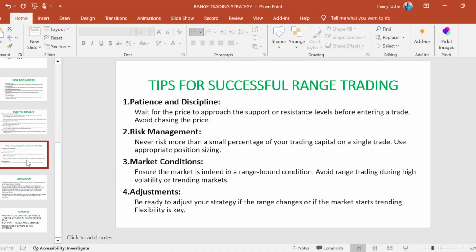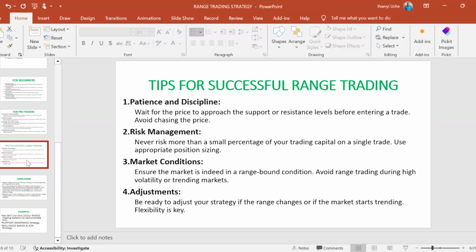Risk management: never risk more than a small percentage of your trading capital on a single trade. There's a need to always use the appropriate position size. For example, if you have $100, use 0.1, depending on what strategy though. If you use 0.1 and want to get 10 pips, that's 10 cents a pip; where you want $1 a pip, use 1.0, and so on.